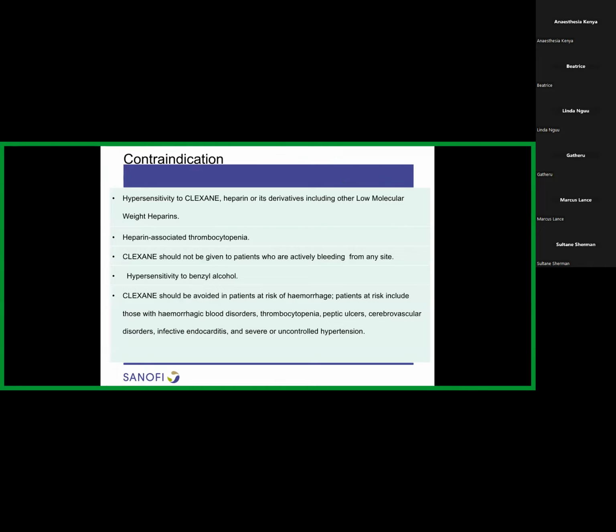These are some of the contraindications whereby we don't recommend the use of Clexane. If your patient has an active bleeding site, they have hypersensitivity to benzyl alcohol. If they have any side effects or have been shown to have side effects to heparin, then you cannot use Clexane. Heparin associated thrombocytopenia, and also Clexane should be avoided in patients at risk of hemorrhage, patients who have hemorrhagic blood disorders, thrombocytopenia, peptic ulcers, cerebrovascular disorders, infective endocarditis, and severe or uncontrolled hypertension.